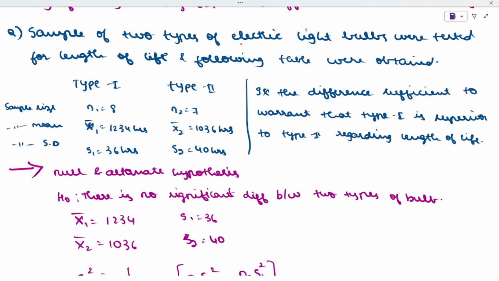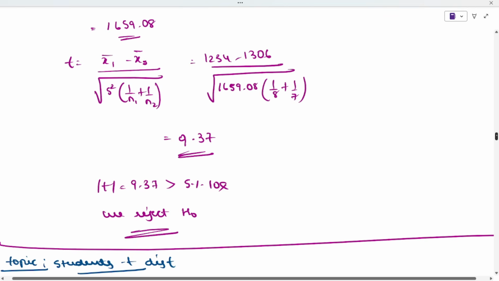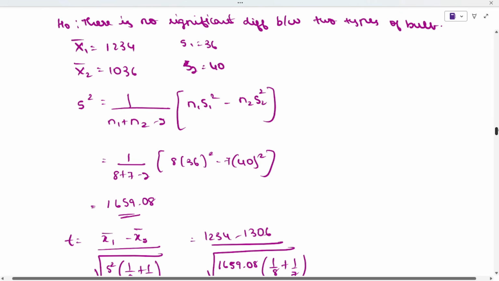Next, samples of two types of electric light bulbs were tested. For length of life, the following table was obtained. See, type 1 is there, type 2 is there. What are these they have given? First, you consider the null hypothesis as no significant difference. Then you consider x1 bar, you will get it as 1234, x2 bar 1036.